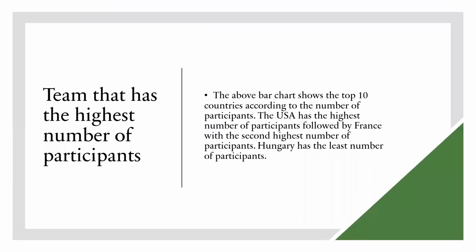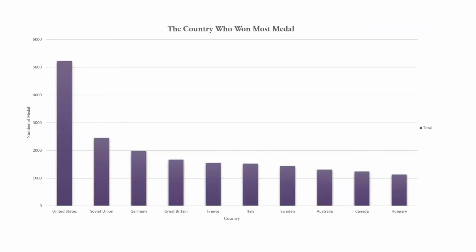Now, moving forward to the countries that have won the most medals. In the visualization, we can see that this bar graph shows the top 10 countries with the highest number of medals. United States has won the highest number of medals in Olympics. It has won more than 4,000, whereas other countries like Soviet Union and Great Britain have won almost 2,000 medals, which is almost half of the United States.